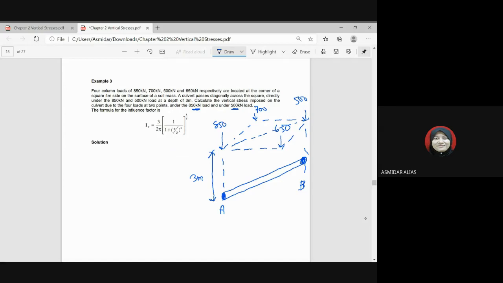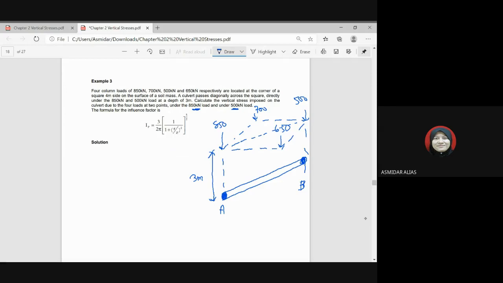But again, bila awak tengok soalan untuk point A ni dia akan experience semua load. A akan rasa 850 punya load, A juga akan rasa 700 punya load, A juga akan rasa 500 punya load, dan A juga akan rasa 650 punya load. So untuk satu point dia akan rasa 4 load yang dikenakan ke atas dia. So what you do next adalah applying point load punya equation.